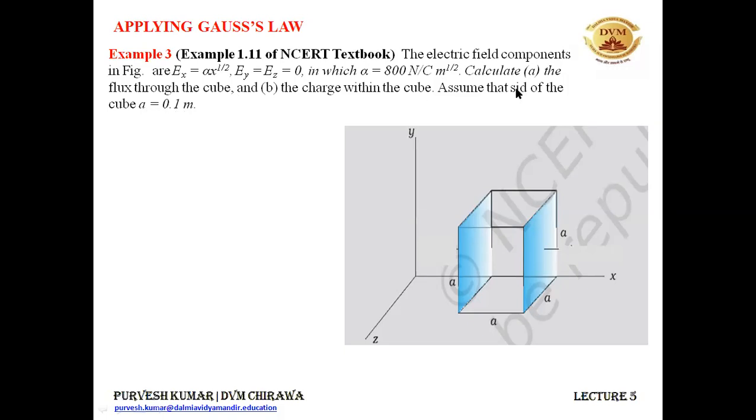All right, it should be side. E is missing in this. So we need to find it out. Let's try to solve it out. See, we are given the electric field, and the electric field is in the x direction only. The value is alpha x to the power half. What is this x? This x is the distance along the x-axis.